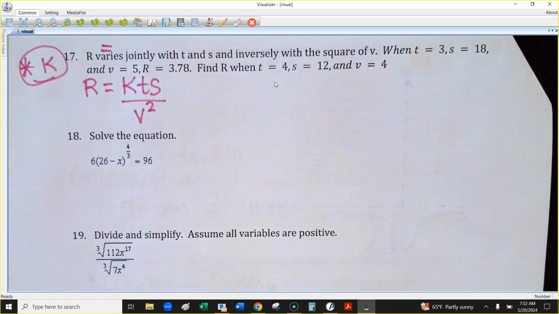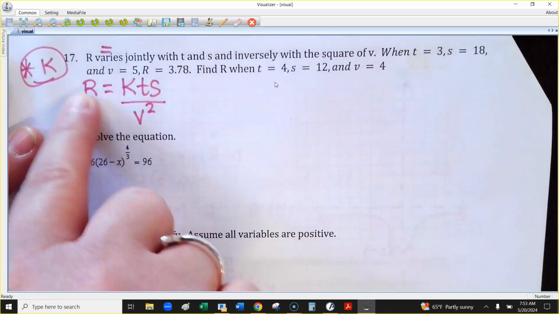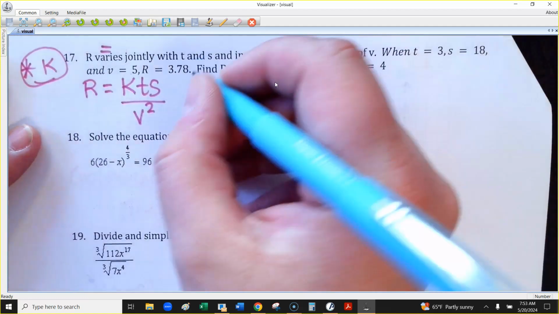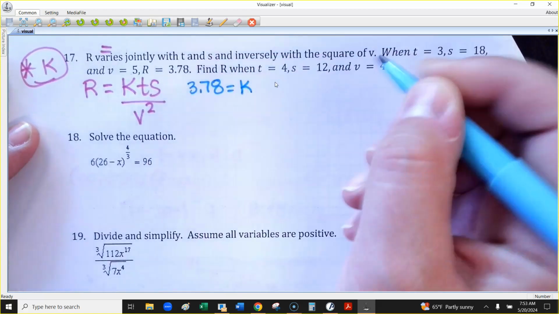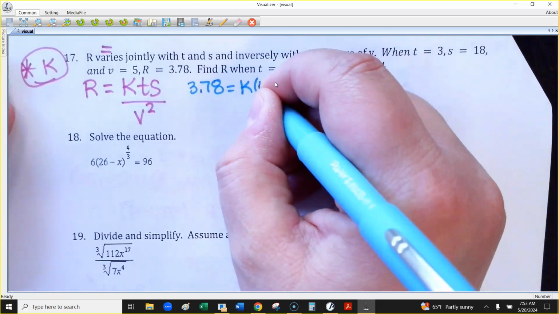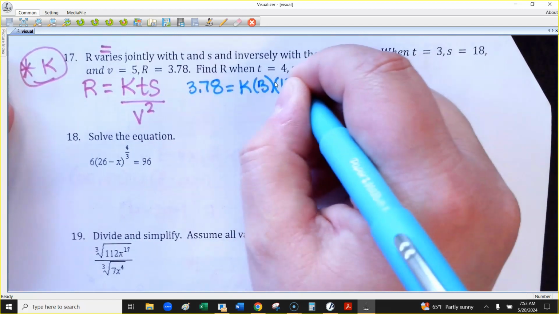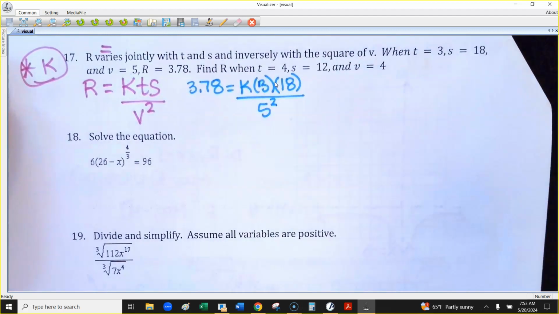Okay, now they're going to give you just enough information to figure out your K value. So we're just going to plug these numbers in. It says when T is 3, S is 18, V is 5, R is 3.78. So I'm going to put 3.78. The only variable here will be K. T is 3, S is 18, and then V is 5, but don't forget the V was squared.